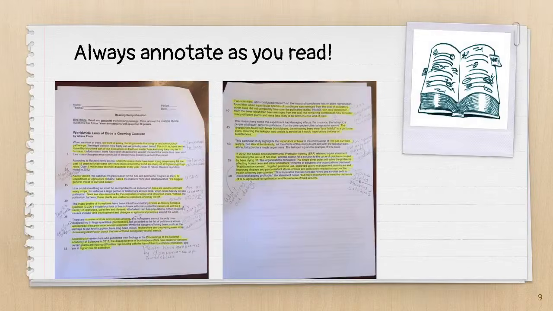All right, here is a Regents text. This comes from a previous Regents exam. You can see it's annotated. We have highlighted important information that stands out, and then just some notes in the margins.